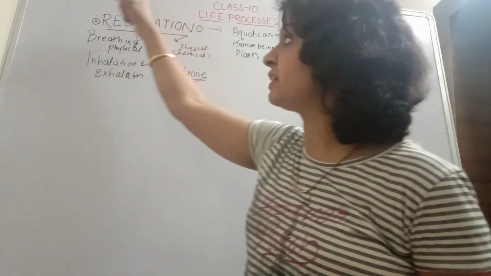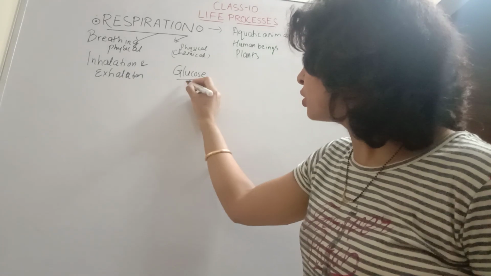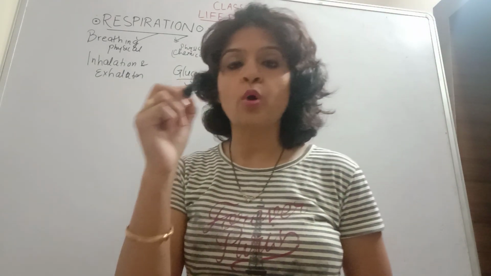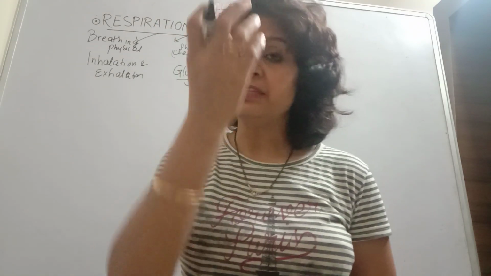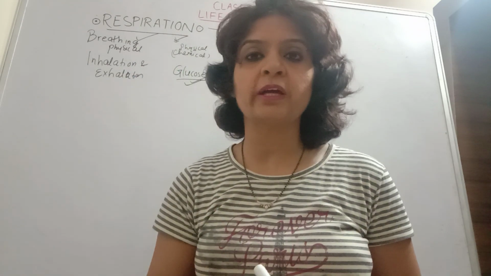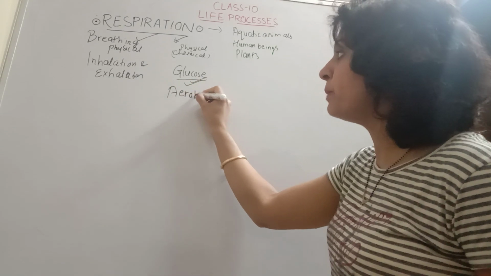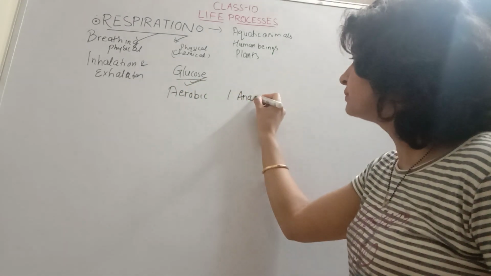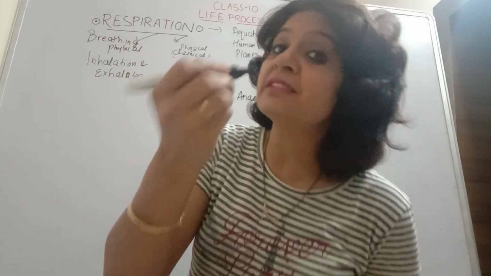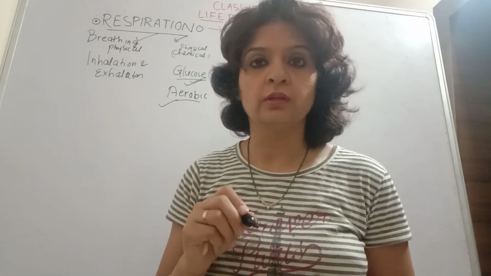Dealing with respiration, we begin with the glucose molecule. And we say that according to the need, that is, oxygen is utilized by the body or it is not utilized by the body, the organism may be considered as aerobic or anaerobic. If the respiration takes place in the presence of oxygen, then it is known as aerobic respiration.